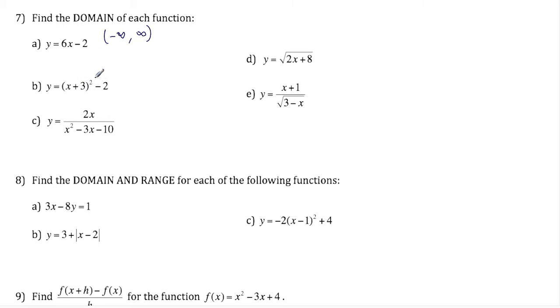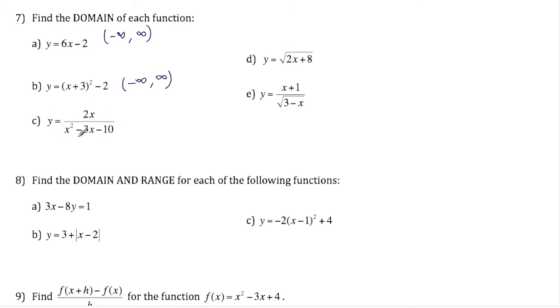For b, this is a parabola. This is vertex form of a parabola. Same deal. The domain, what could it be? What could the x values be? A parabola could be any x value. Domain is boundless.